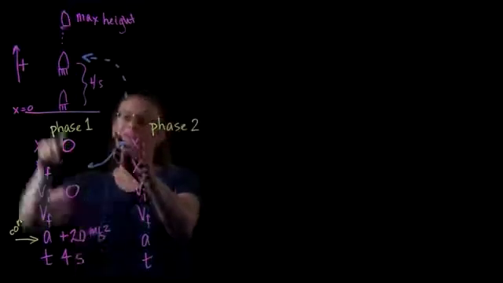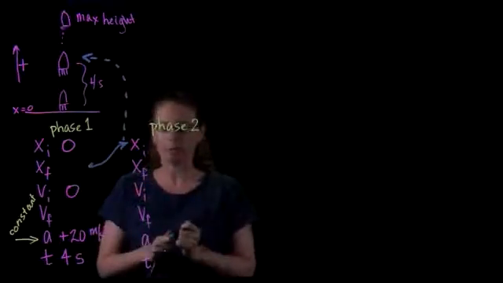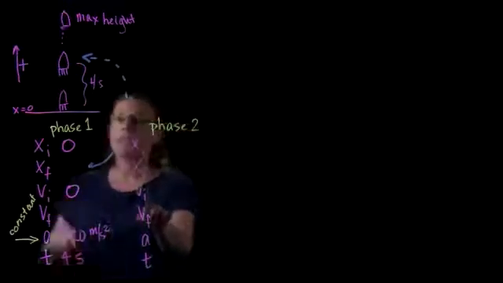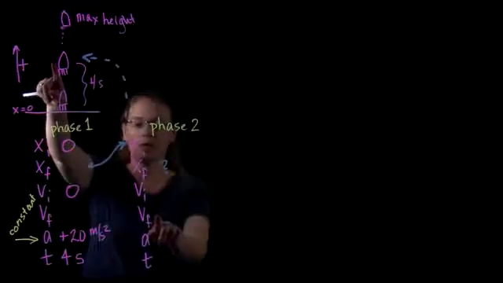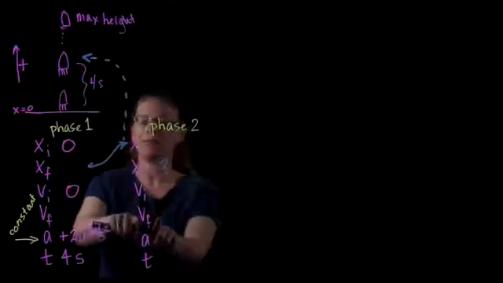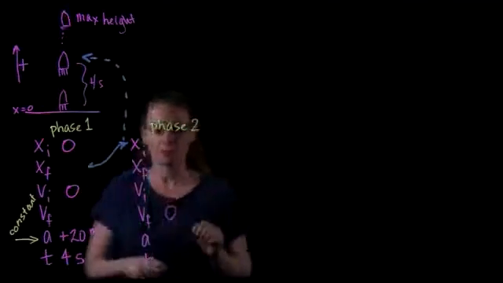Final position, way up here. That's what I'm looking for. So this is my target variable. That's what I want. Initial velocity, how fast is it going when the rockets turn off? Don't know. How fast is it going at the end? And again, I know that. It is stopped. So V final is going to be 0.